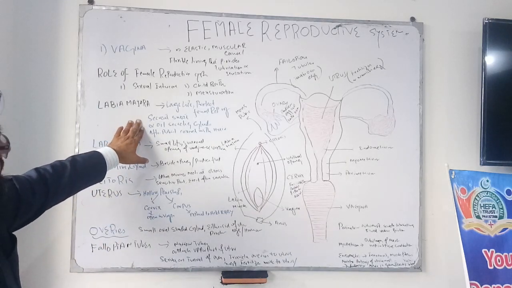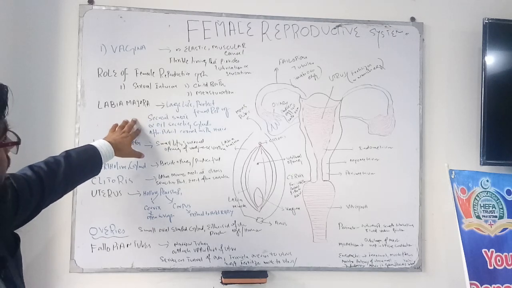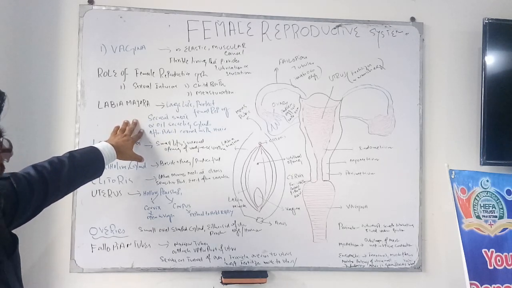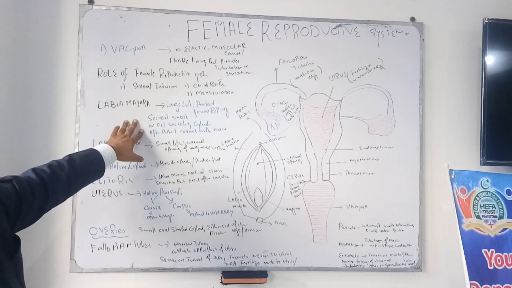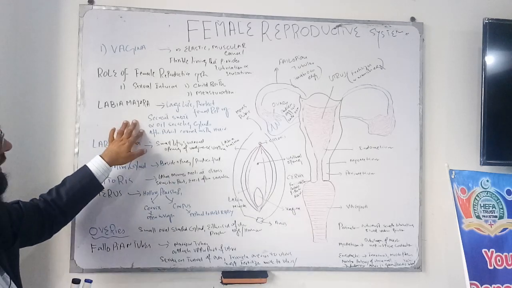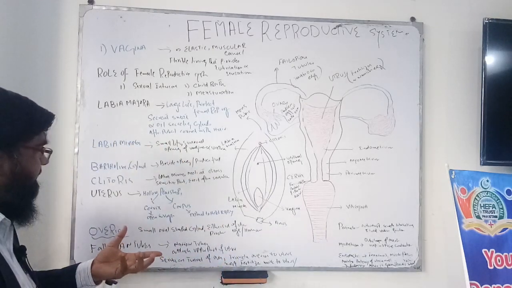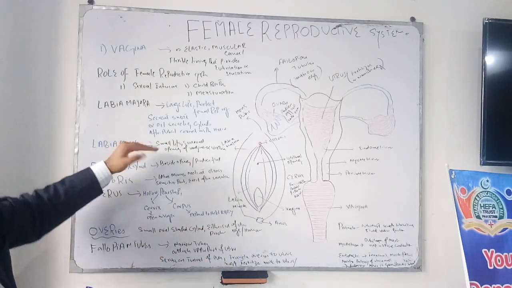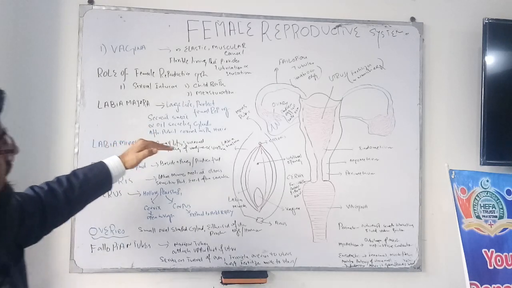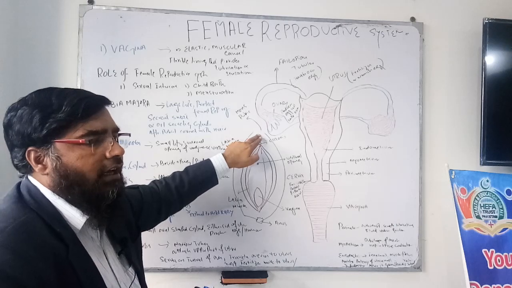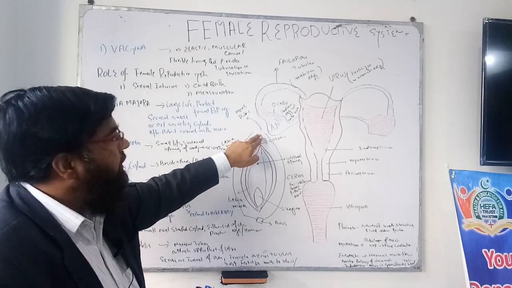Other functions: labia majora secretes sweat and oil-secreting glands that help in lubrication. And after puberty, hair grows in this area. This area is called the mons pubis.